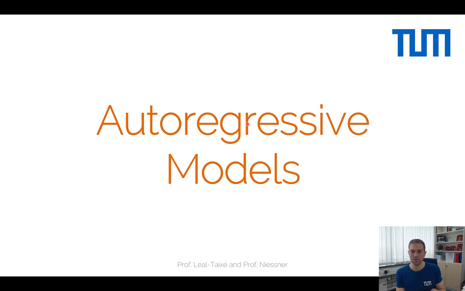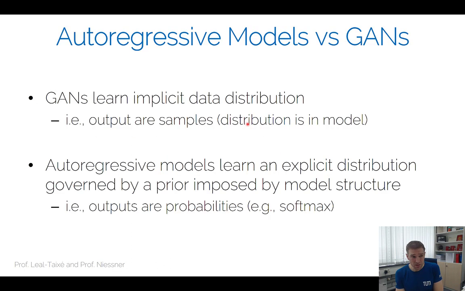Network-wise, often similar, but paradigm-wise, very different. So if you're talking about autoregressive models, let's say if we have GANs, what we did with GANs, we just have a data set. And what we're doing is we're hoping that our model learns this implicit distribution of this data, right?